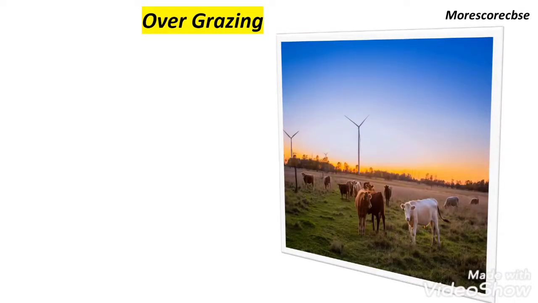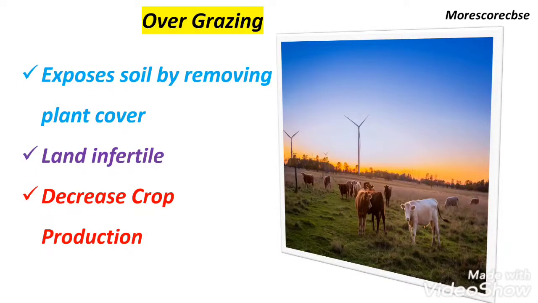Next, erosion due to animals. Overgrazing. When cattle and other animals eat the plant cover, the soil becomes exposed and it leads to increased soil erosion, decrease in land fertility and decrease in crop production.